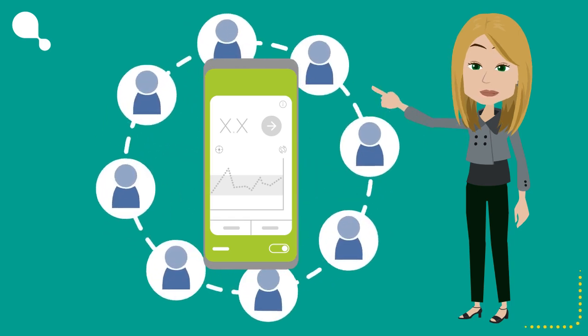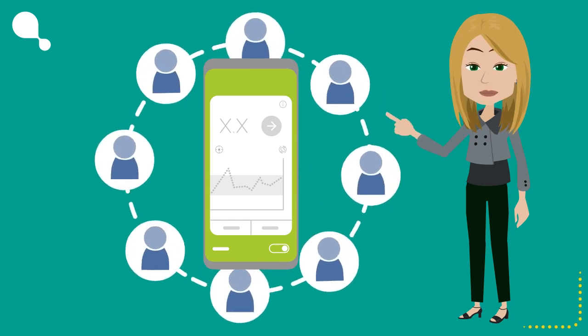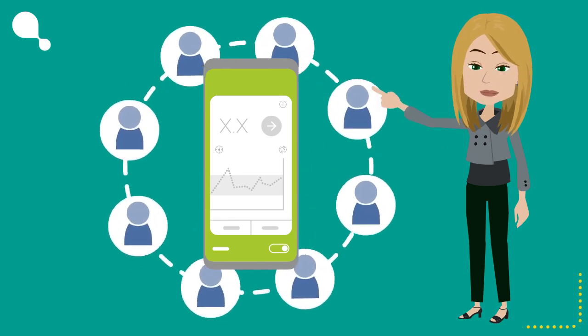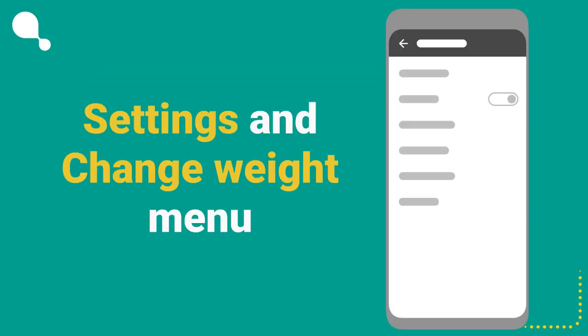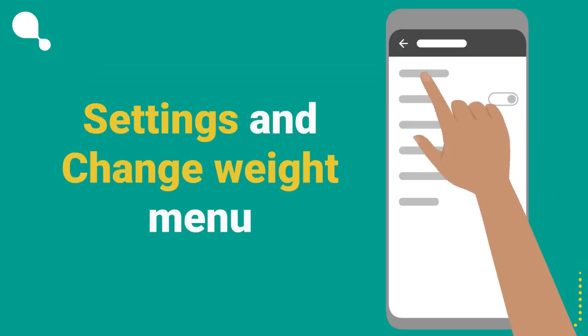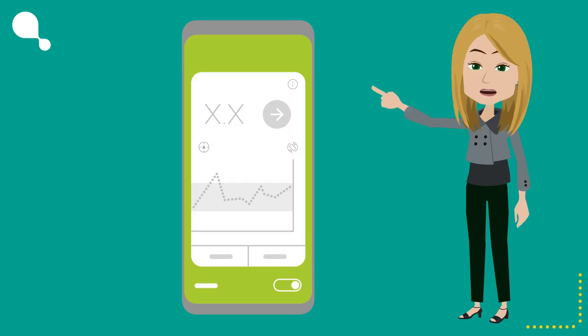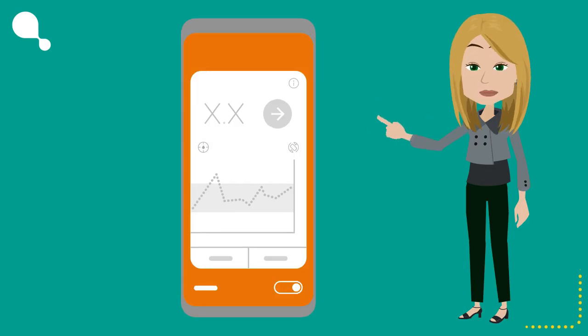Body weight contributes towards helping CamAPS FX manage post-meal glucose levels. We recommend that body weight is updated about every 4 weeks in the Settings and Change Weight menu. When CamAPS FX is not working, such as when the sensor is warming up, the app screen will go orange and the pump will resume delivering the pre-programmed basal rate.